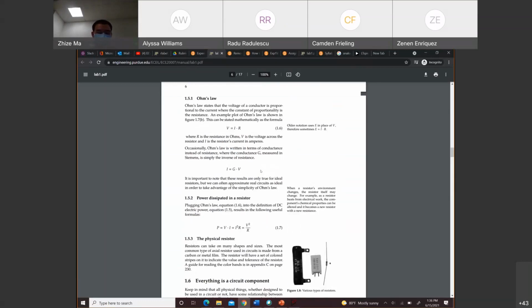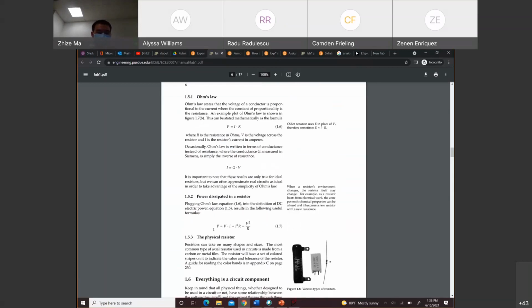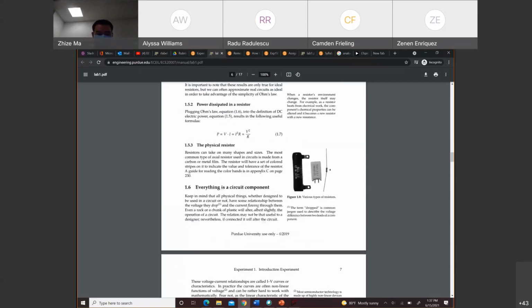Another equation is the power equation. The power dissipated is equal to voltage times current. By plugging in Ohm's law, there are different formats for this power equation. You don't have to remember the power equation, but you need to know voltage, current, and resistance. As long as you know two of the variables, you can calculate the power. That's all I want to mention in the manual.